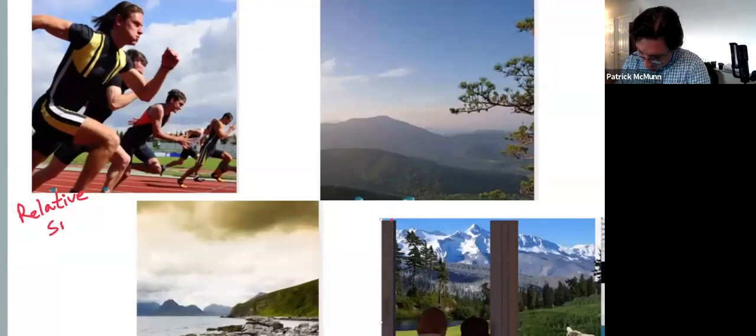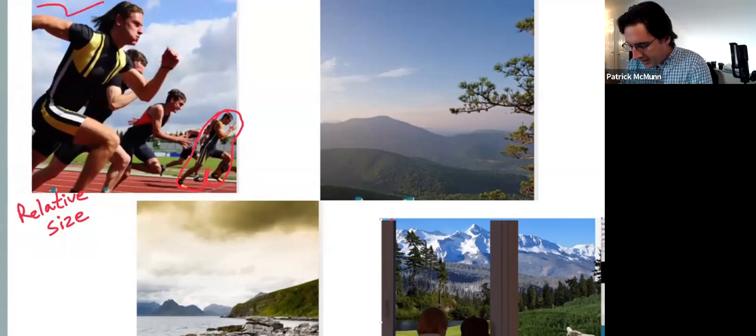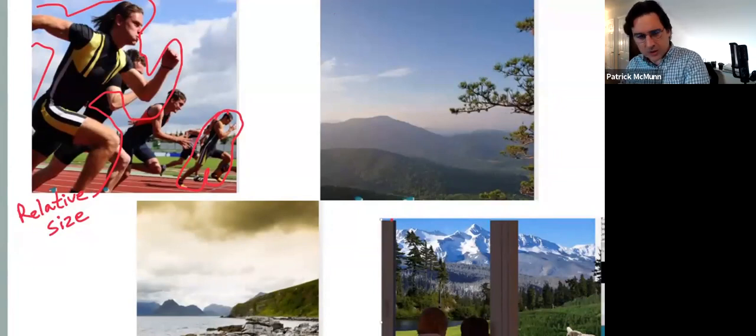So relative size assumes that we know what the average build of a person is. So we can expect this runner off in the background to be about the same size as this person here, right? So what does that tell us if the person in the background looks smaller? Then he's probably further off in the distance, right? That's relative size. Again, kind of goes back to size constancy.